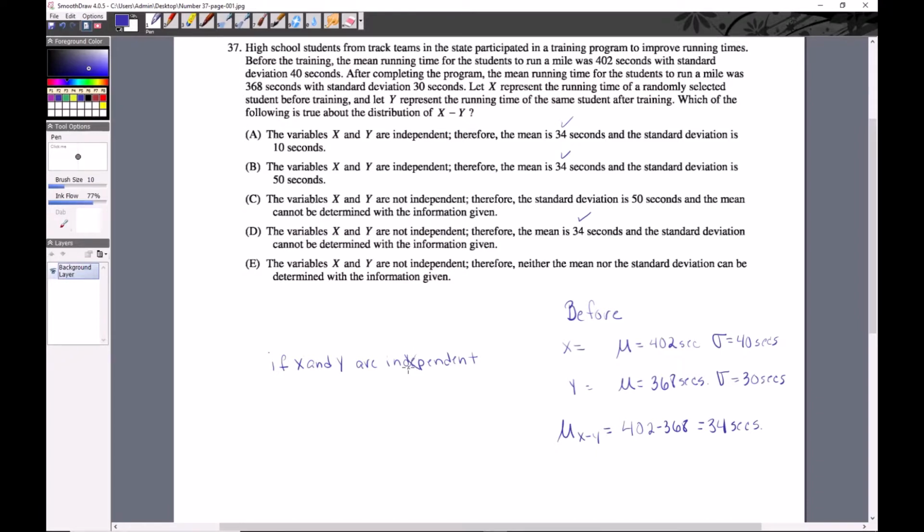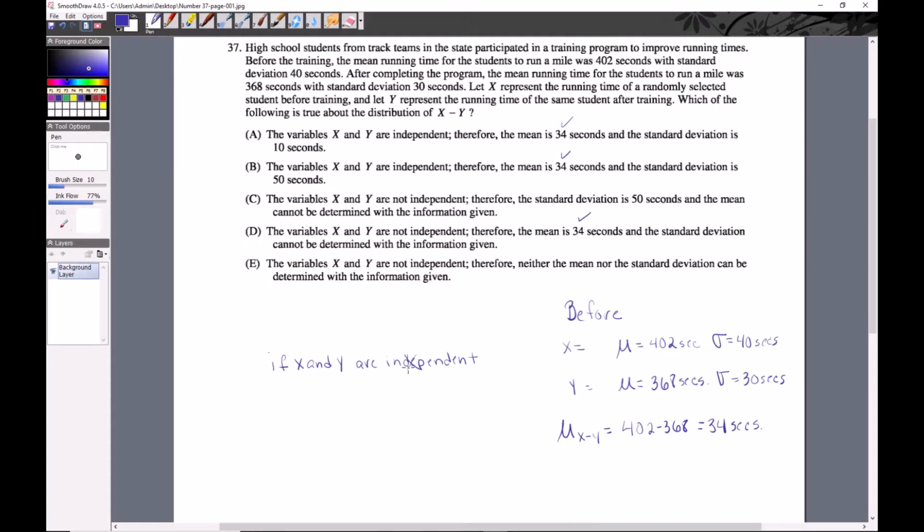Let me just put it to you this way. We're talking about a mean running time for students. Well, within that is going to be individual running times that have been averaged up. So if you have your fastest runner, just in general, wouldn't you think that that fastest runner would then be the fastest runner after completing the program, and the slowest runner would be among the slowest runners after completing the program? All right, if you can make that kind of a judgment, then those two variables, before and after, are really not independent.